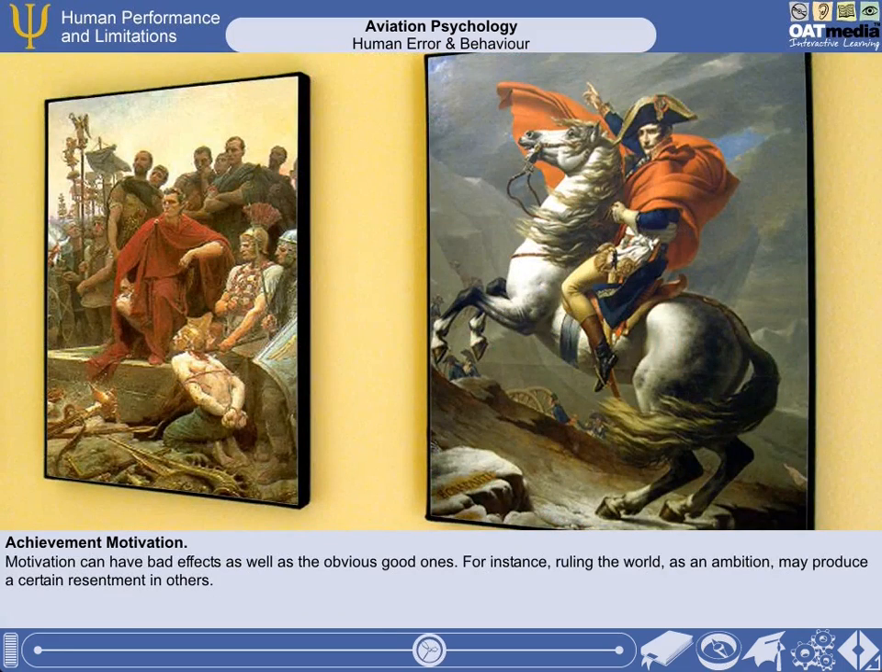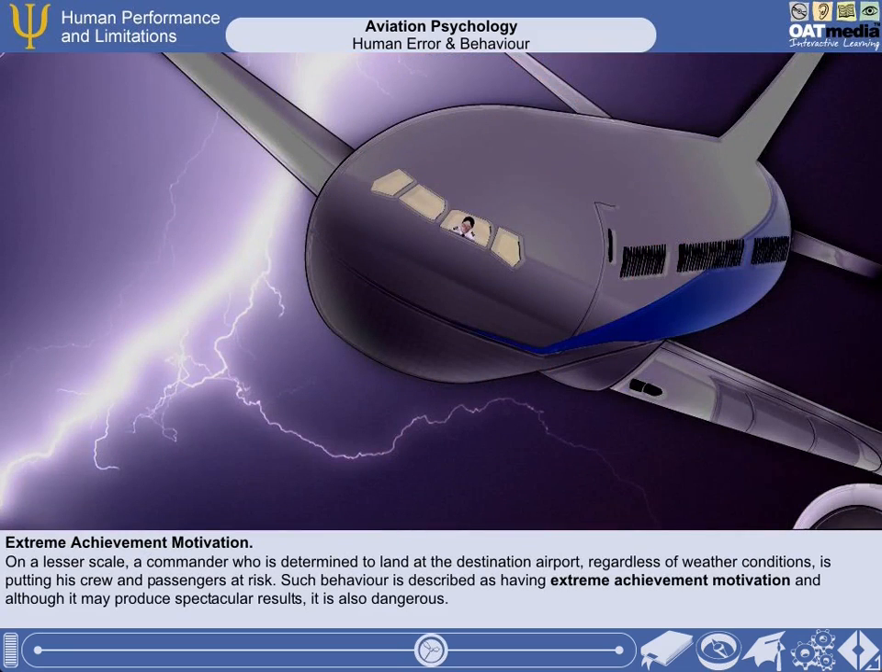Motivation can have bad effects as well as the obvious good ones. For instance, ruling the world, as an ambition, may produce a certain resentment in others. On a lesser scale, a commander who is determined to land at the destination airport, regardless of weather conditions, is putting his crew and passengers at risk. Such behaviour is described as having extreme achievement motivation. And although it may produce spectacular results, it is also dangerous.